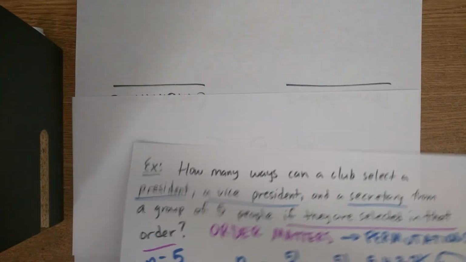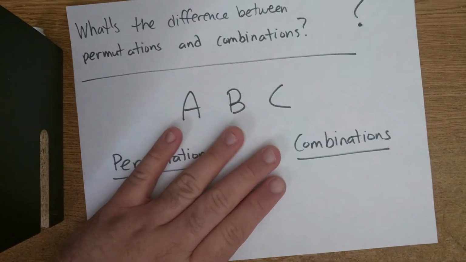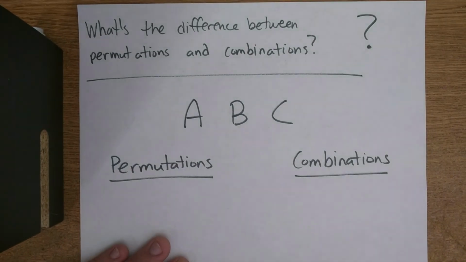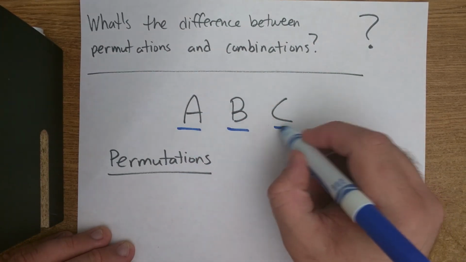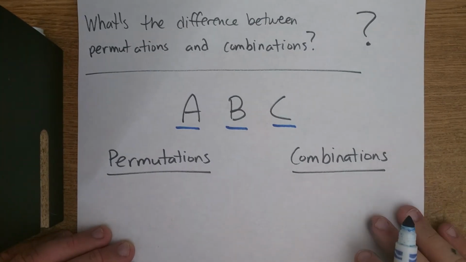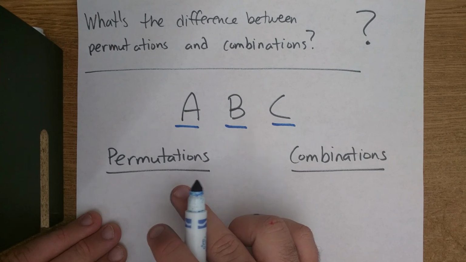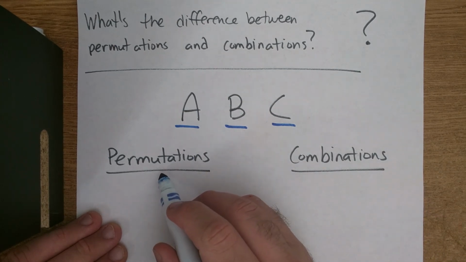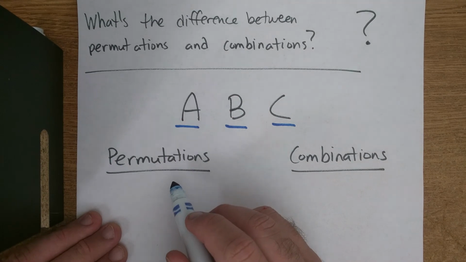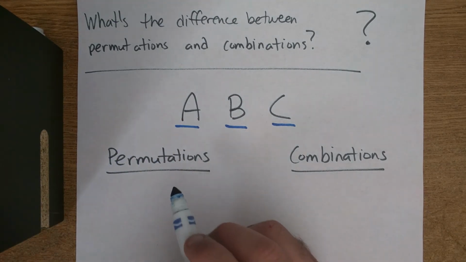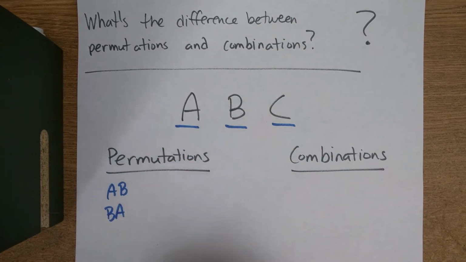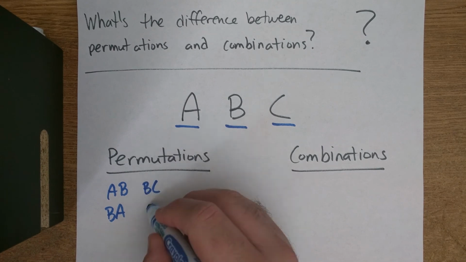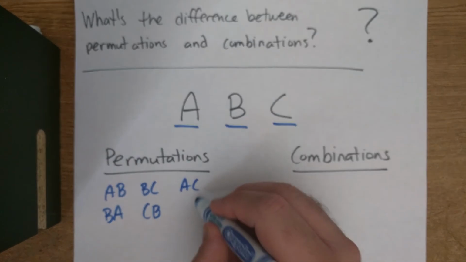Okay? One last thing I want to show you just real quick, if you want to copy this down. I just want to go into why, what's the difference between permutations and combinations. Suppose you have 3 objects: A, B, and C. What does it mean to have permutations and combinations? So remember that with permutations, order matters. So if I said, give me all the possible 2-letter permutations, well, that would be AB, BA, that would be BC and CB, and that would be AC and CA.